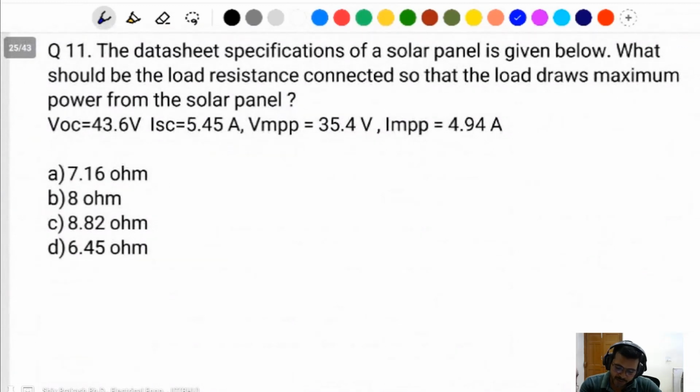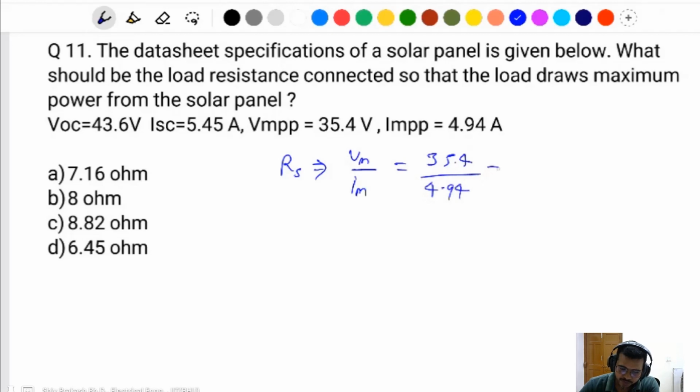Next one: the data sheet specification of the solar panel is given below. What should be the load resistance connected so that the load draws maximum power from the solar panel? Simple, you can say that RS is equal to RL. RS at maximum power is the same as Vmp divided by Imp, 35.4 divided by 4.94. Simply you can say this is 7.16 ohm.